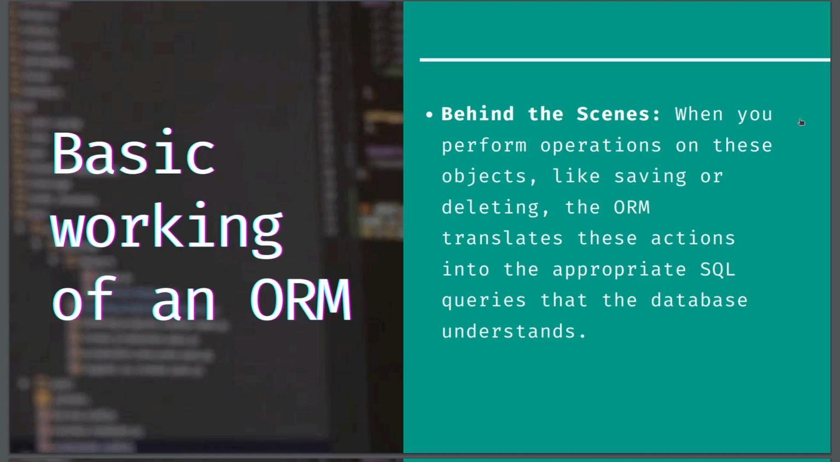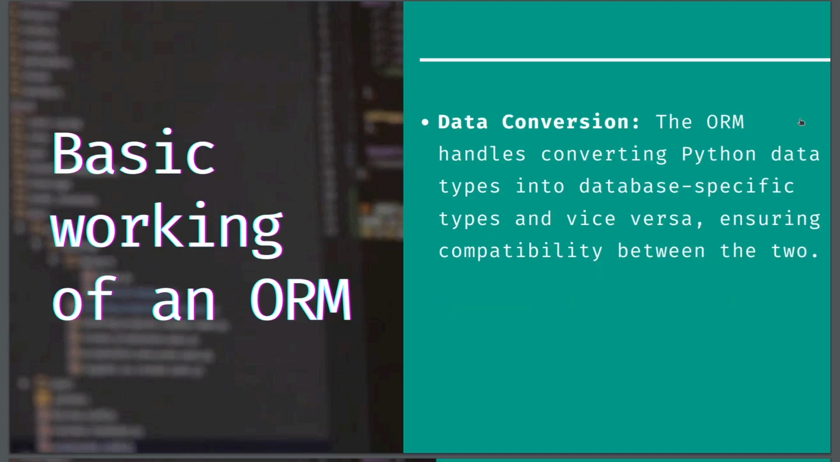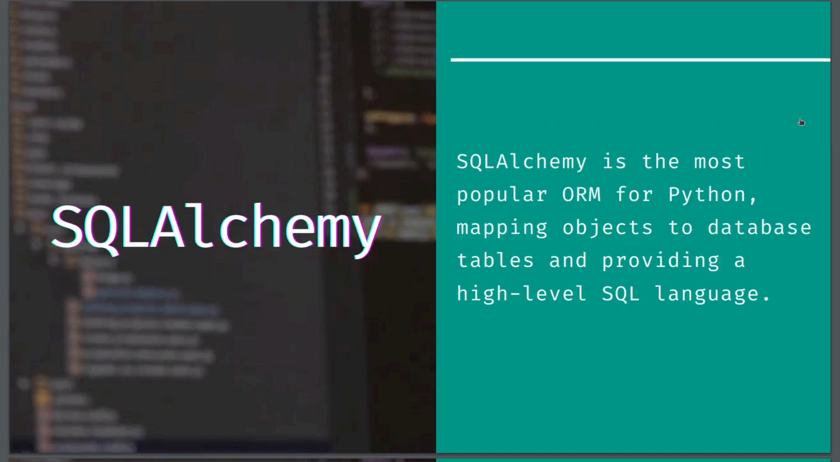These ORM operations are translated into the appropriate SQL queries that the database understands. So whenever we use an ORM and carry out CRUD, in the background, the ORM is performing all the necessary SQL without us having to worry about it. The ORM also handles converting Python data types into database-specific types and vice versa. So for example, if we have datetime objects in Python, those datetime objects will be converted into datetime objects that the database is going to understand, and so on.